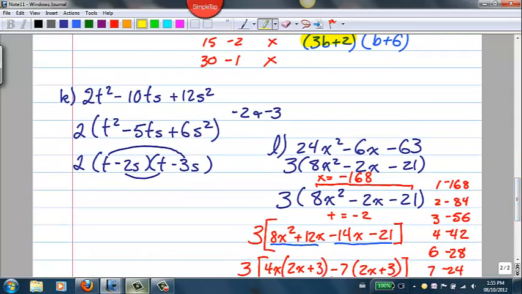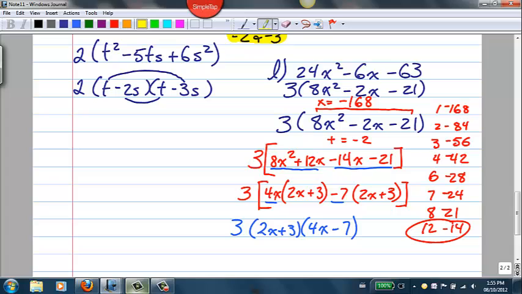Finally, 2t squared minus 10ts plus 12s squared. I pulled out the greatest common factor, 2, from all of these, and it left me with a simple trinomial. Two numbers that multiply to give positive 6 but add to give negative 5 are negative 2 and negative 3. So t minus 2s, t minus 3s, I'm done. My factors, don't forget the 2, are 2, t minus 2s, and t minus 3s.